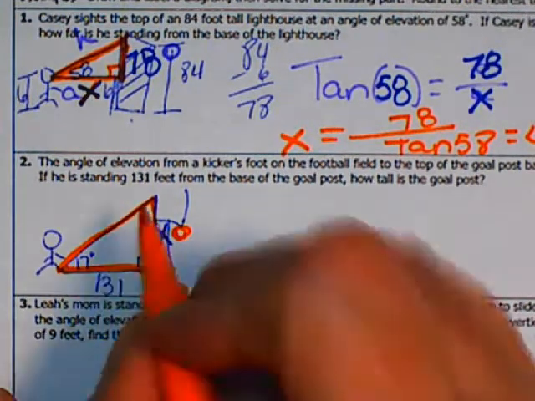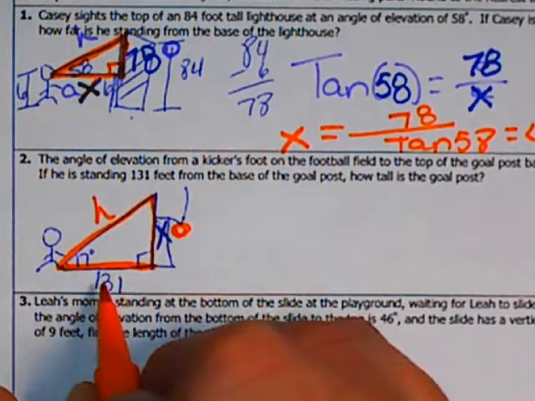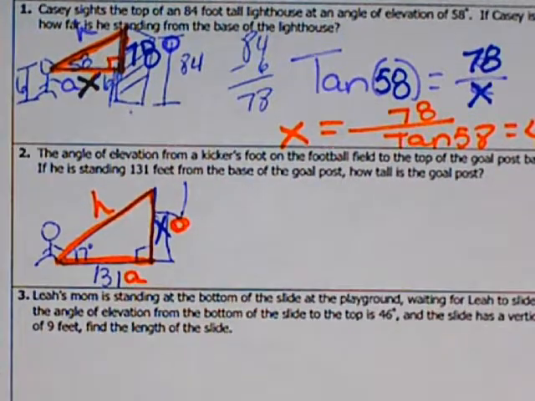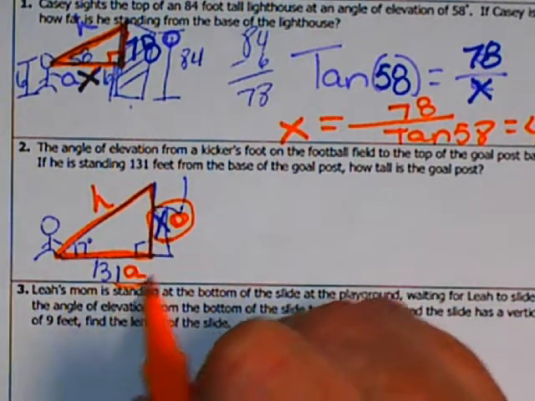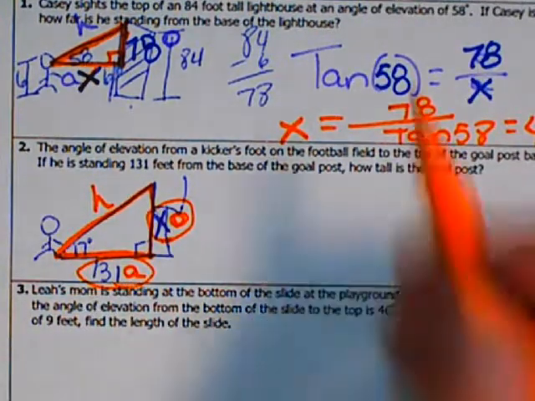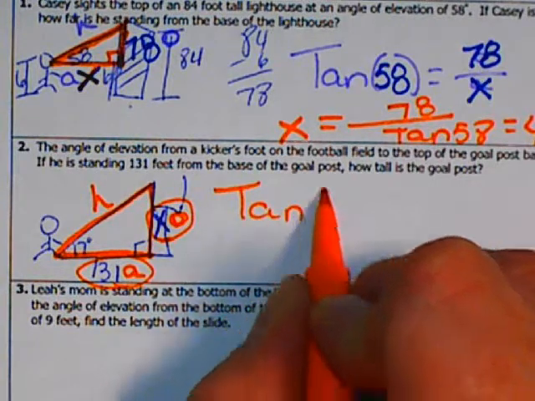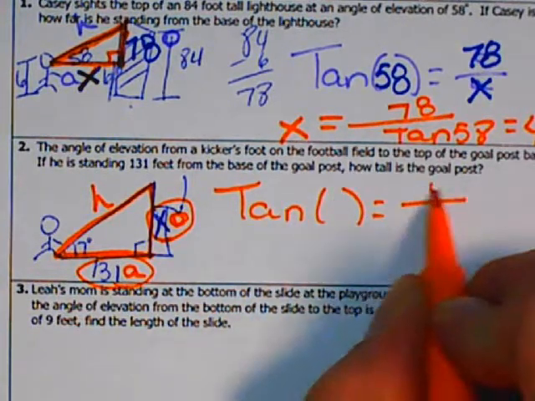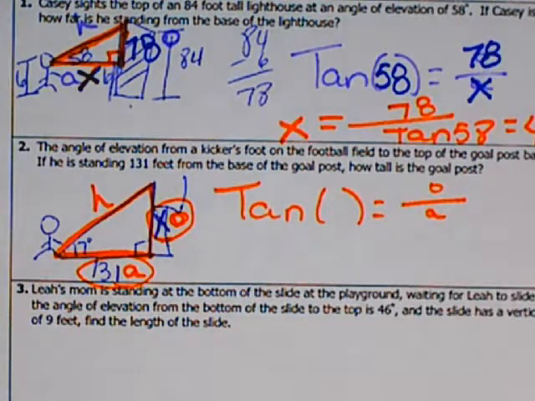Across from the angle is opposite. Across from the right angle is the hypotenuse. The other one is adjacent. What uses opposite and adjacent? Tangent: tangent of the angle equals opposite over adjacent.